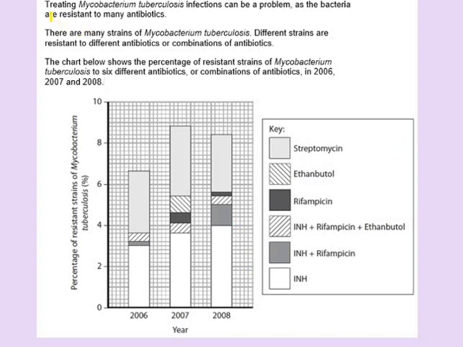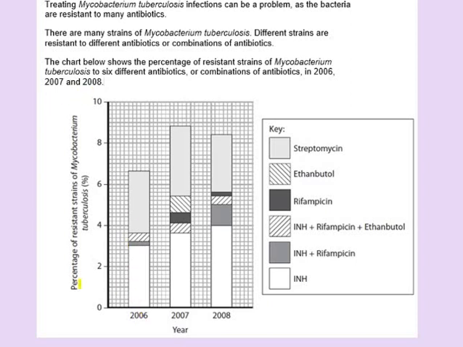So, treating Mycobacterium tuberculosis infections can be a problem, as the bacteria are resistant to many antibiotics. There are many strains of Mycobacterium tuberculosis. Different strains are resistant to different antibiotics or combinations of antibiotics. The chart below shows the percentage of resistant strains of Mycobacterium tuberculosis to 6 different antibiotics or combinations of antibiotics in 2006, 2007, and 2008.